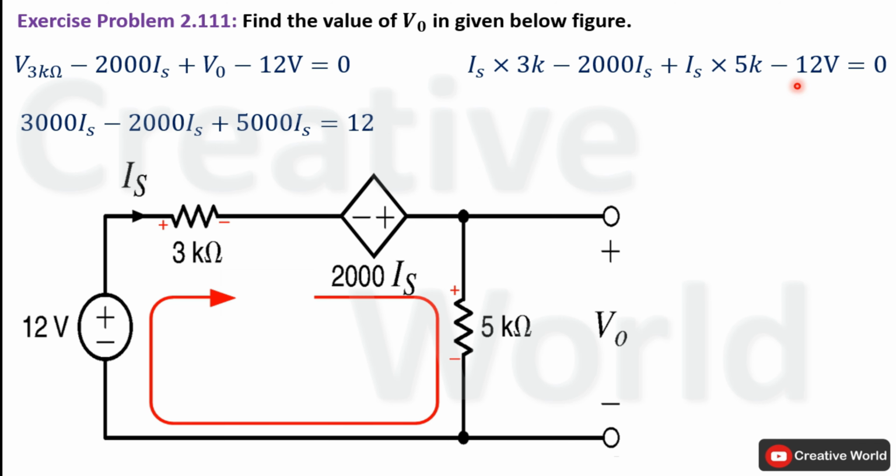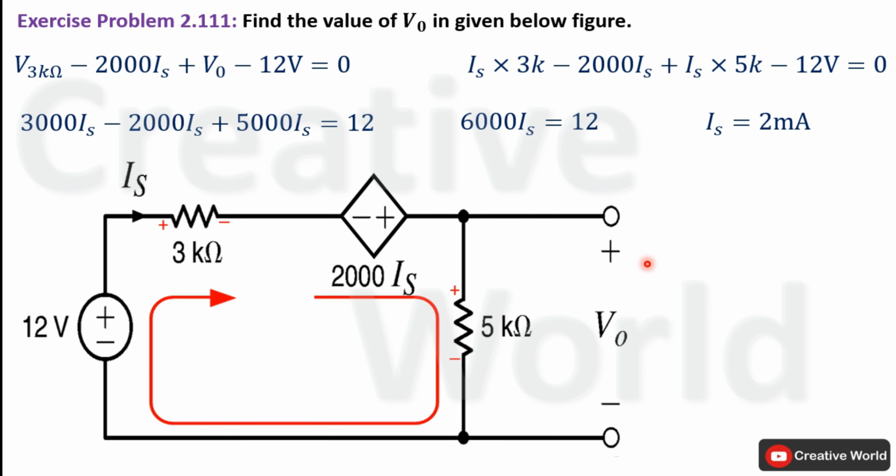This minus 12 volt is placed on the other side of the equal sign to make it positive, and these kilos are replaced with 1000. Now add 5000 and 3000 together, it will become 8000, and subtract 2000 from 8000. The equation will become 6000 Is is equal to 12. Divide on both sides by 6000. The value of current Is will be equal to 2 milliampere.